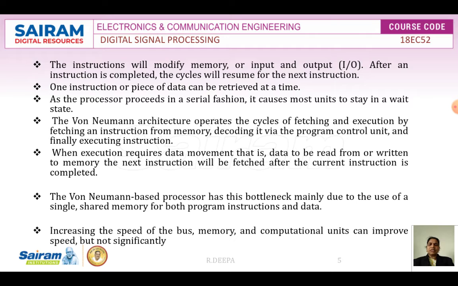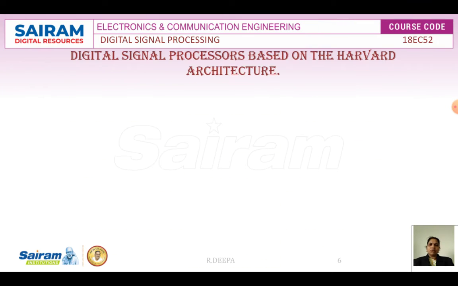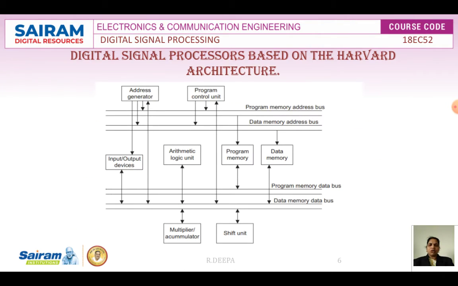If I want to increase the speed of the von Neumann processor, what we can do is increase the number of buses as well as the size of the memory. And if you do so also, it is not going to increase the speed in a significant way. All these disadvantages will be overcome in the case of Harvard architecture.